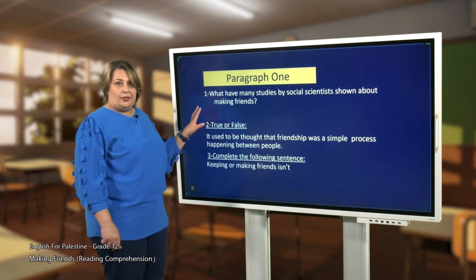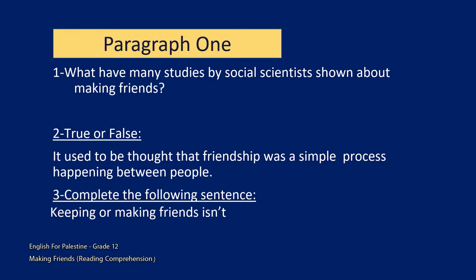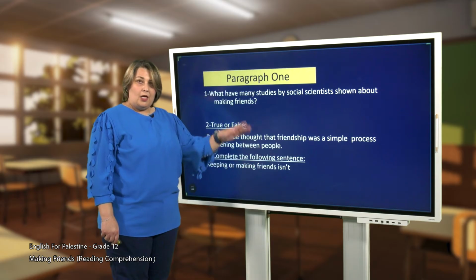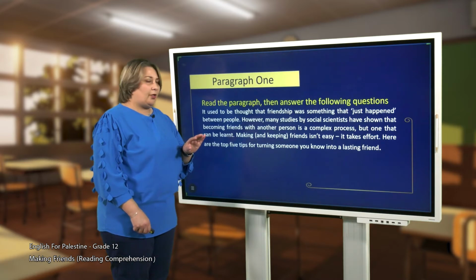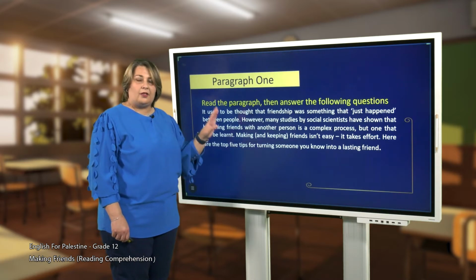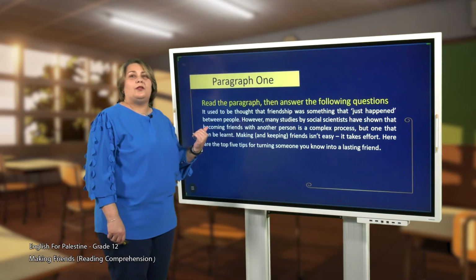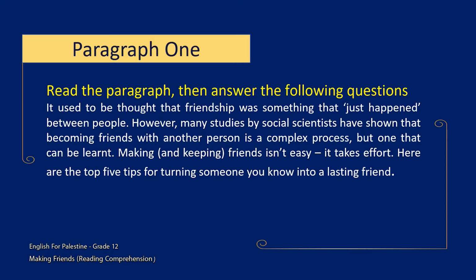Now, here are the questions. What have many studies by social scientists shown about making friends? Question number 2, true or false? It used to be thought that friendship was a simple process happening between people. And question number 3, complete the following sentence. Keeping or making friends is not. So, let's go back to the paragraph. Read it carefully. I'll give you 2 minutes in order to answer the questions that you have read before.